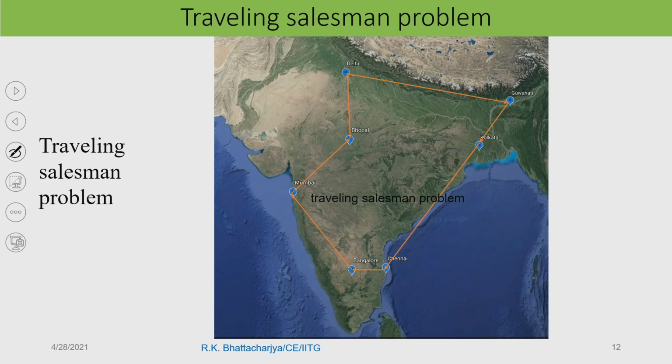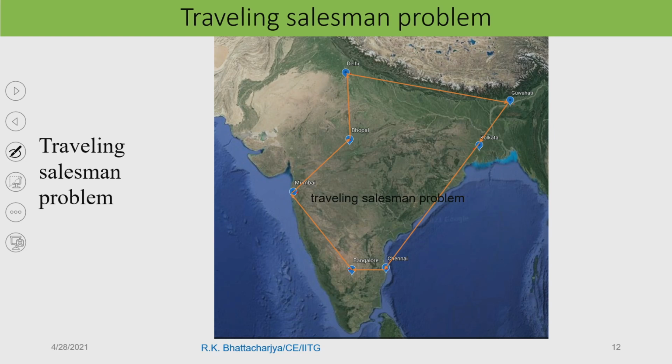Suppose a particular flight is trying to cover all these cities. In that case, how will the flight start? Maybe from Mumbai, whether it will go to Bhopal first or to Delhi first, and like that. So, this is one route: the flight is moving from Mumbai to Bhopal, Bhopal to Delhi, Delhi to Guwahati, Guwahati to Calcutta, Calcutta to Chennai, Chennai to Bangalore, and finally reaching Mumbai again. So, this may be a flight route.